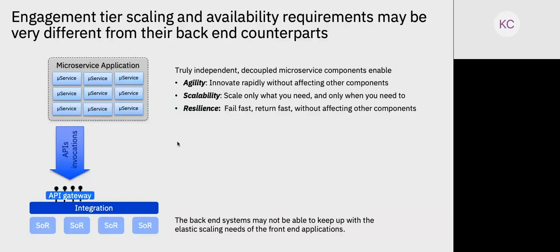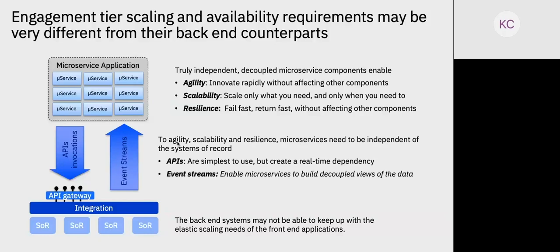People are writing microservice applications with the desire to be completely decoupled from those back-end systems. But of course, if they're making API invocations through a gateway and then through the integration that ultimately gets them to that system of record, then they are dependent through that chain on the availability and the scalability of that system of record. So really what we're starting to see is a move, not away from APIs, but complementary to APIs, of using event streams as well.